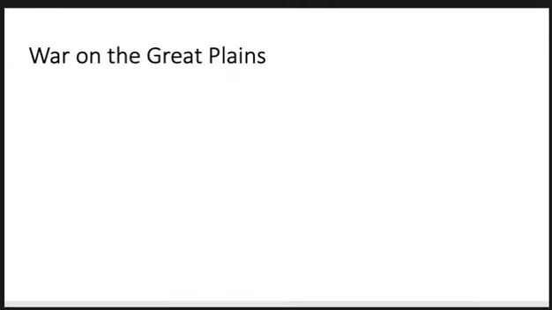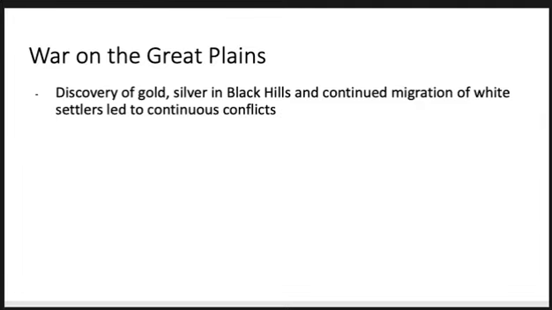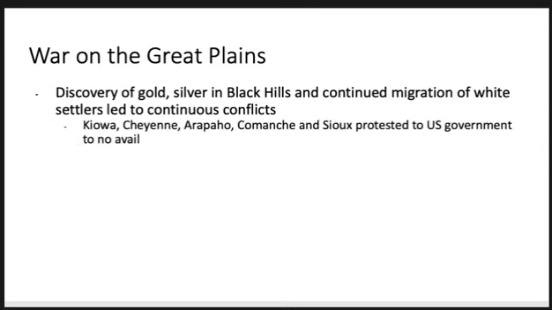So these disagreements, to use a very, very peaceful word, these disagreements between the U.S. government and Native Americans, this is going to lead to war. With the discovery of gold and silver in the Black Hills in the Dakotas, in what was Sioux territory, and the continued migration of white settlers, you're going to have regular fights and conflicts between Native Americans and the whites. The Kiowa, the Cheyenne, the Arapaho, Comanche, and Sioux protest the U.S. government about these treaty violations, but the U.S. government doesn't do anything about it. And this leads to battles between the tribes and the U.S. cavalry, those units that would ride horses.